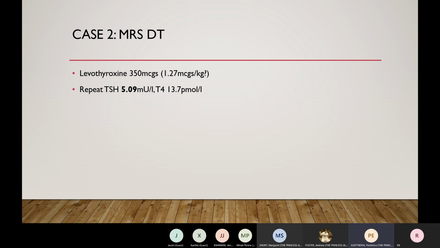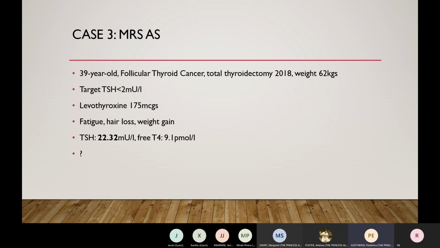And the rationale behind it was that a lot of people won't admit to non-compliance. So by giving them a bigger daily dose, you're hoping that if they take 3 or 4 doses per week reliably, that will be sufficient to suppress the TSH. And this is exactly what happened. The TSH came down from 32 to 5. And I don't think there was anything but compliance issues in this particular case.